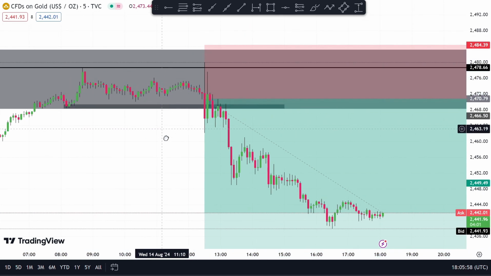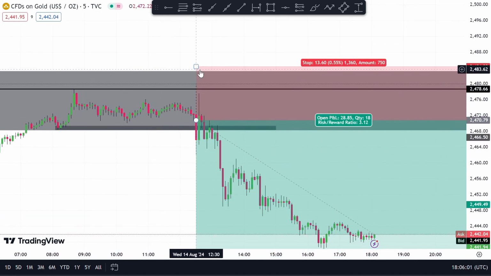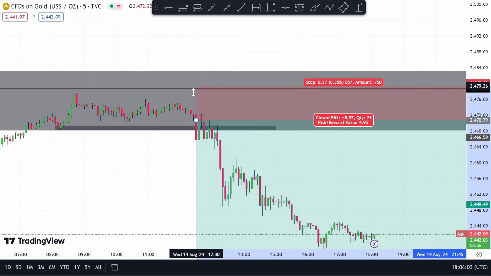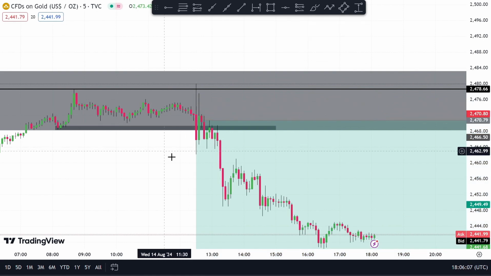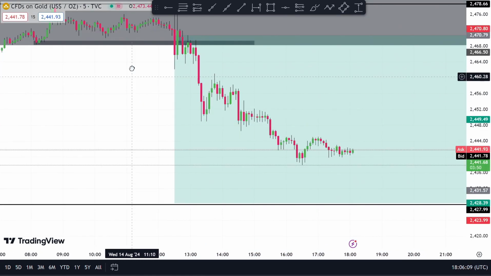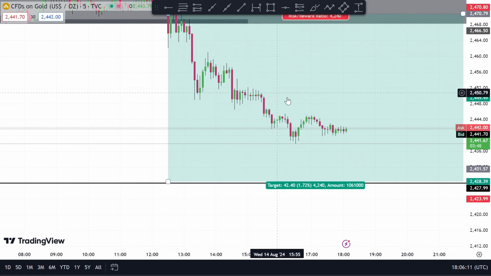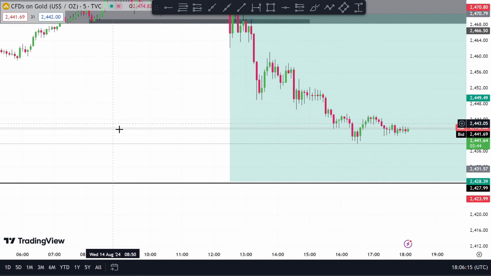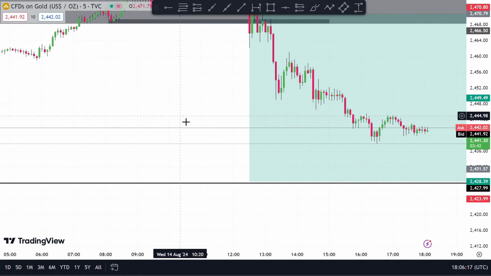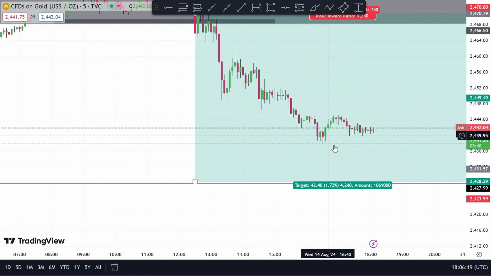We have to move our stop loss to break even, so that this will be a risk-free trade. All right, so we have already moved our stop loss to break even, so let's watch this play out. Okay, I know for a fact that price will come to our take profit, so no need to panic, no need to bother ourselves.